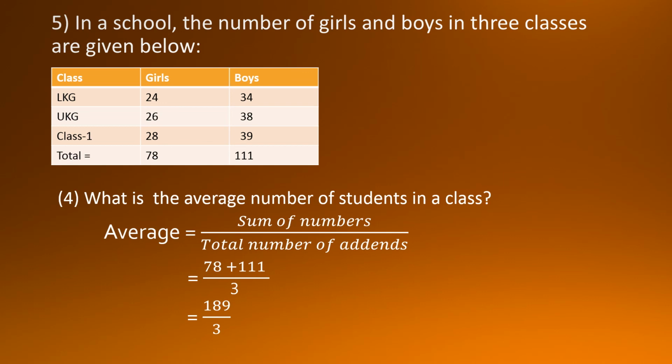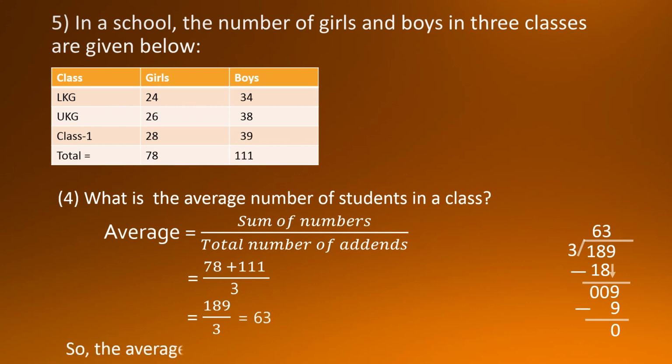Now do the addition. We get 189 divided by 3. If we divide 189 by 3, we get 63. So the average number of students in a class is 63.